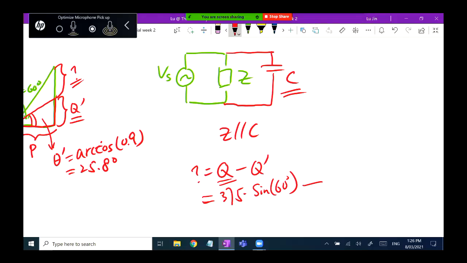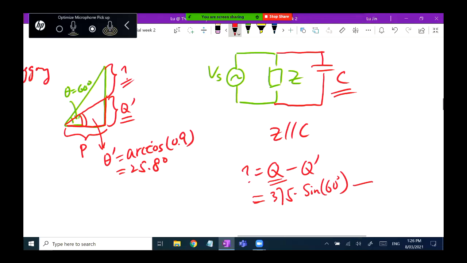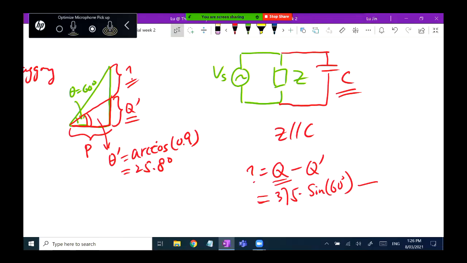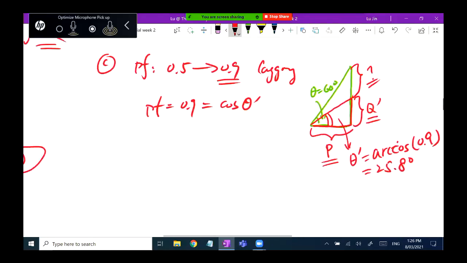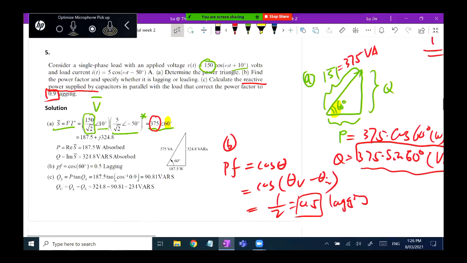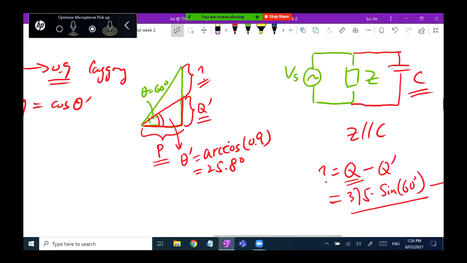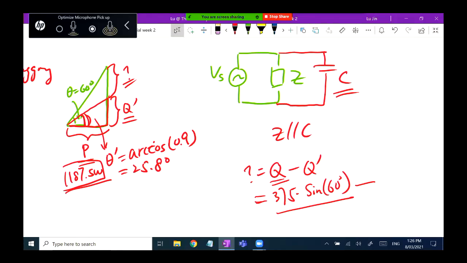Minus Q prime. How can we derive it? In this case, we do not yet know the new apparent power, so we can't use the same way to find it. But we know the real power P. How much is it? I can't remember. 187.5, thank you. This doesn't change, so it's 187.5 watts, the same as the first part. You know the angle is 25.8 degrees, and you know the real power is 187.5 watts. So what is Q prime? It uses this 187.5 watts.